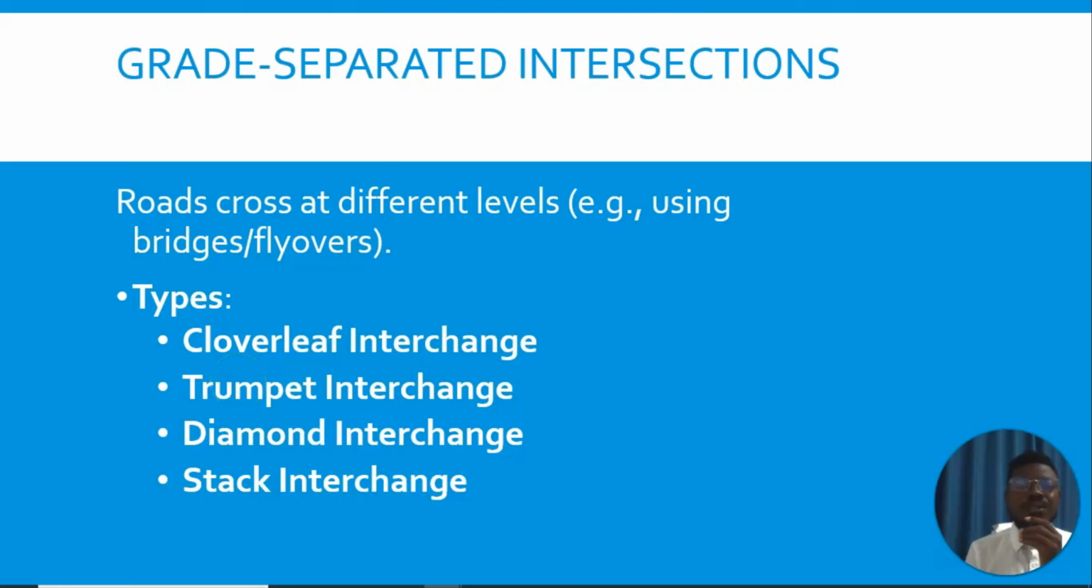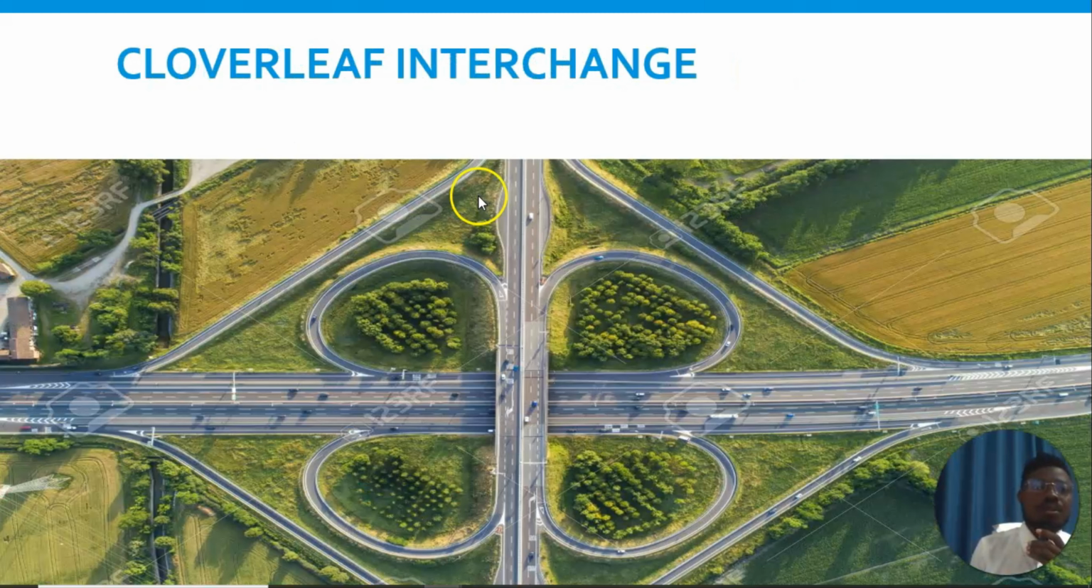So looking into the first one, which is the cloverleaf interchange, it is more like a four-leg interchange that uses loop ramps to accommodate left turning movement. And for these interchanges, when we have the four loops, it is regarded as the full cloverleaf interchange. But when it does not have the four, maybe two loops, that is what we call the partial cloverleaf interchange. So this is a picture of the cloverleaf interchange. This is a full cloverleaf interchange.